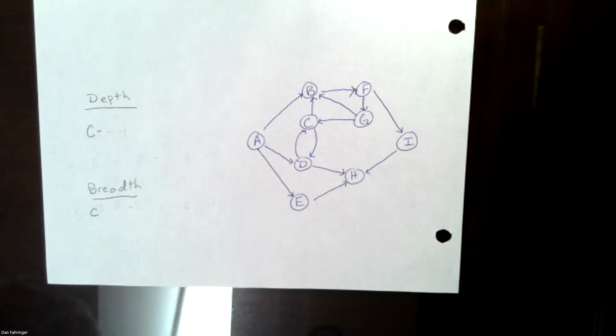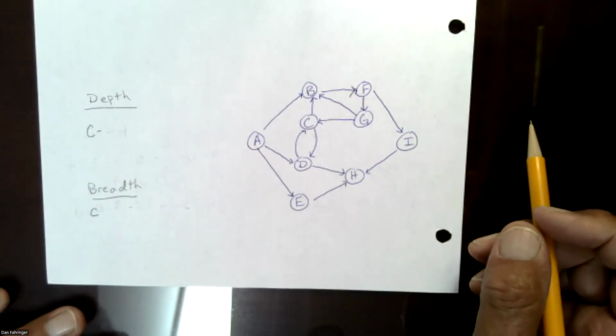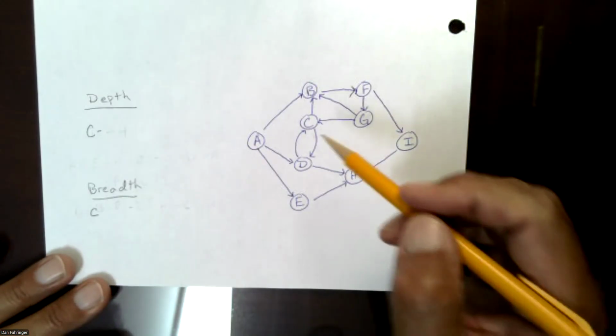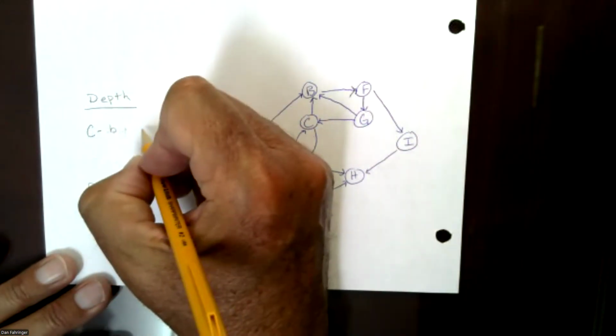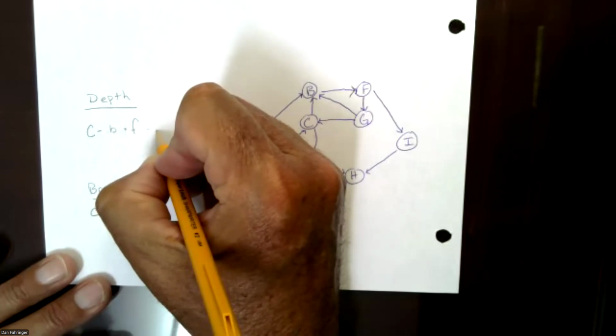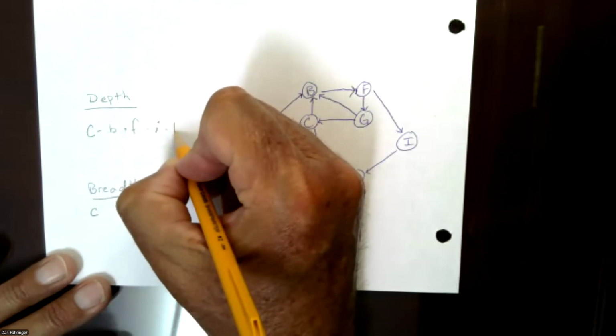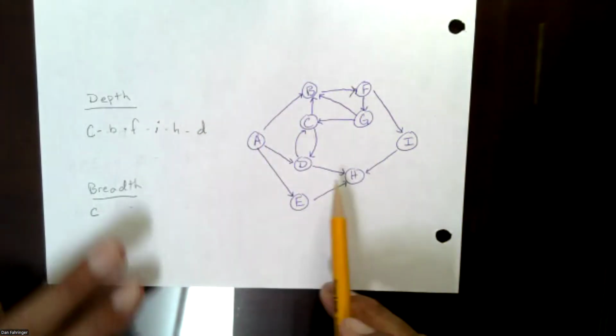All right, somebody shoot me their answer for depth. Don't be shy. Send it in the chat if you want. What do we got? Depth, starting at C: C, B, F, I, H, D. All right, let's check it out.